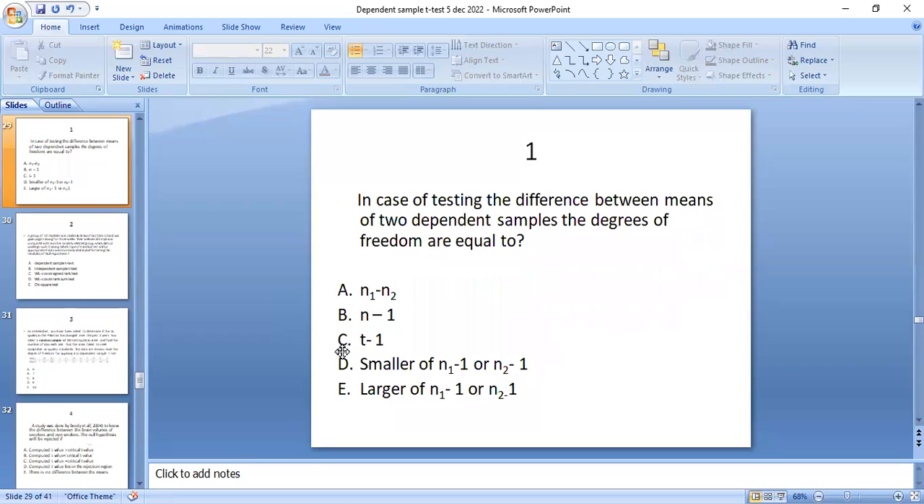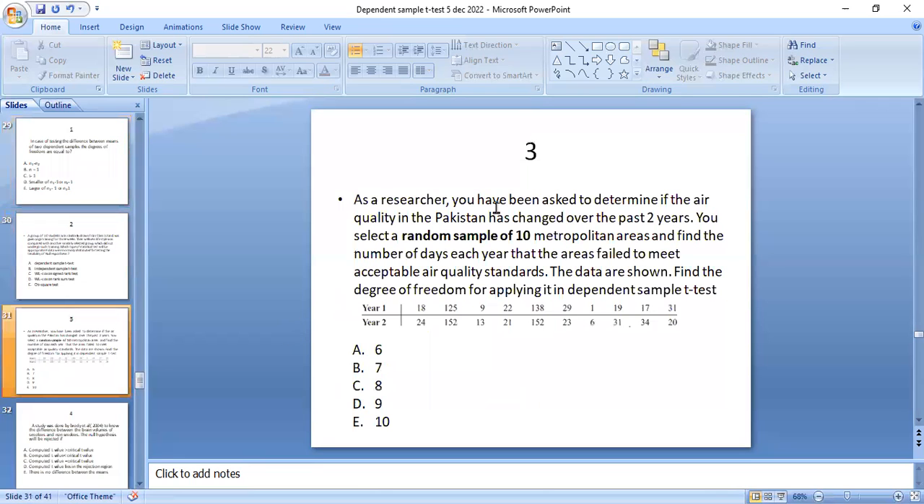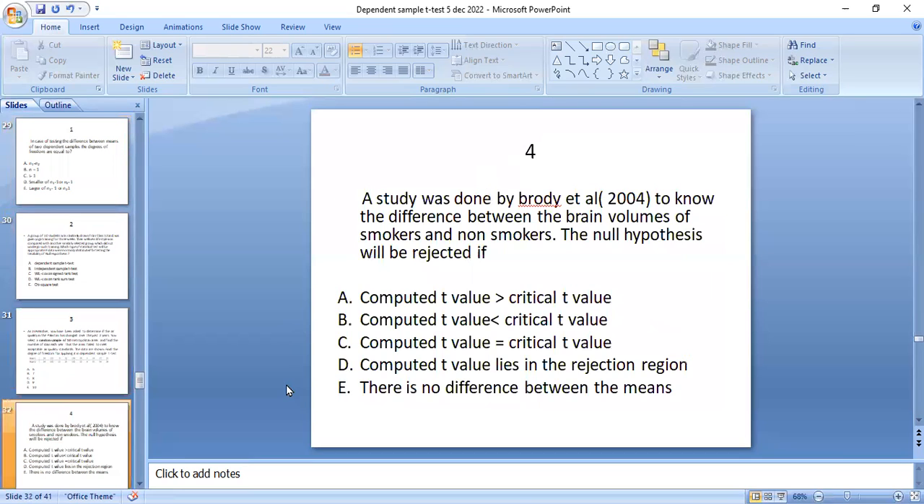As I stated in my first MCQ, to calculate the degree of freedom, we will have to subtract 1 from the sample size. So in this scenario, the sample size is 10, we will subtract 1 from it, so our degree of freedom will be 9.